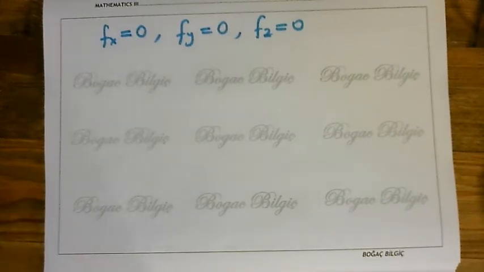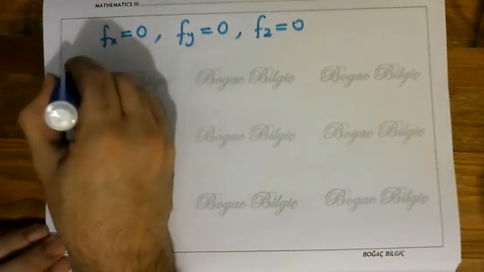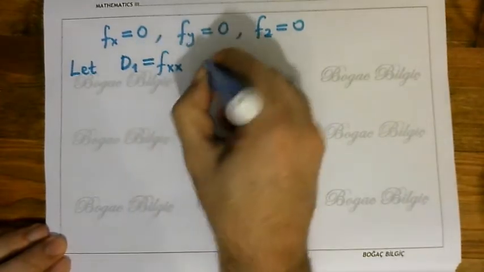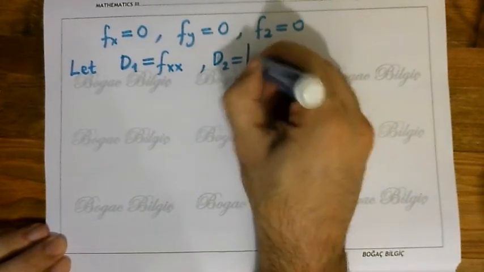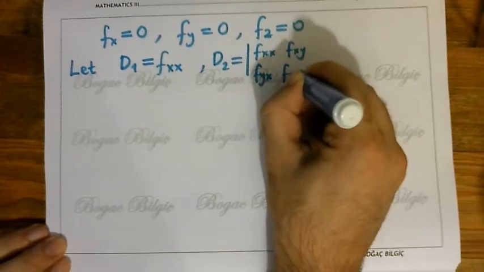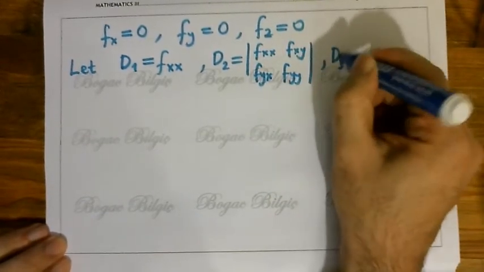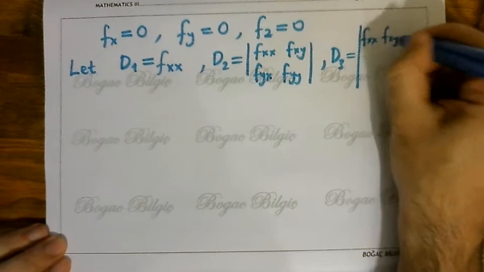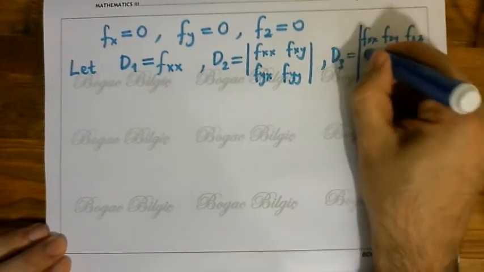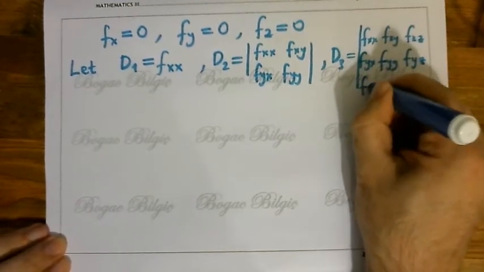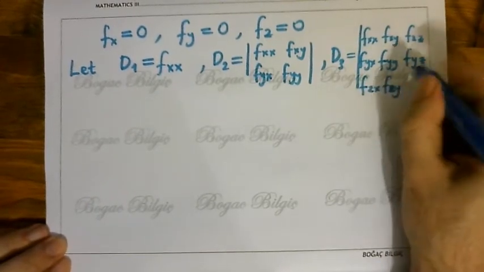The three variable version of the second derivative test: let D1 is equal to fxx, D2 is equal to the determinant of fxx, fxy, fyx, fyy, and D3 is equal to the determinant of fxx, fxy, fxz, fyx, fyy, fyz, fzx, fzy, fzz.